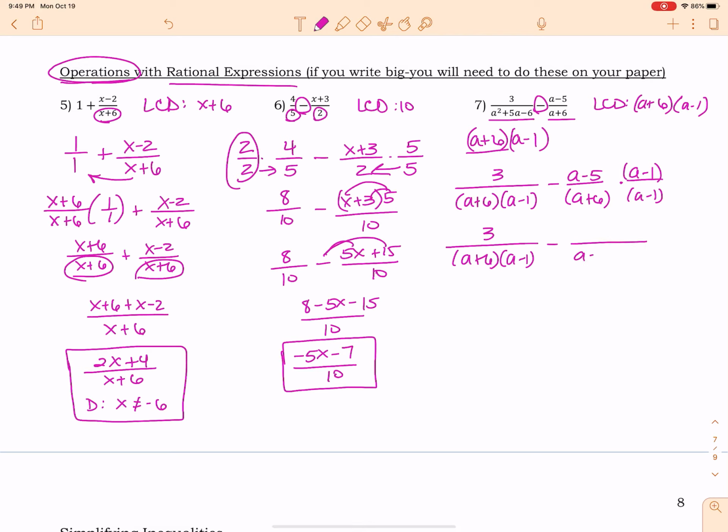minus a minus 5 times a minus 1. I know writing the steps out can be quite tedious, but I want to make sure you get all this. Okay, I am going to FOIL this, so I have a squared, and I have negative 5a and negative 1a, which gives me negative 6a, and negative 5 times negative 1 is positive 5.